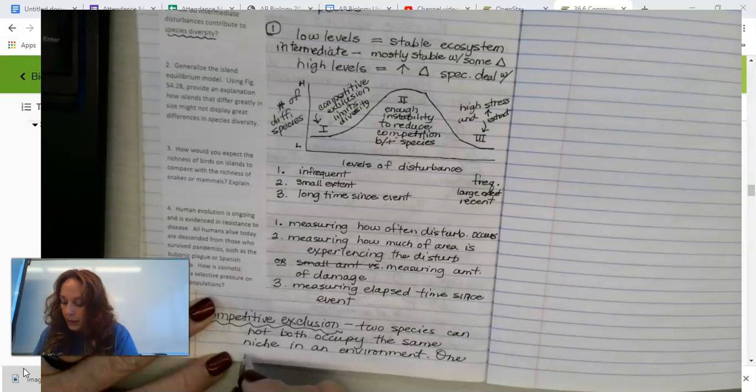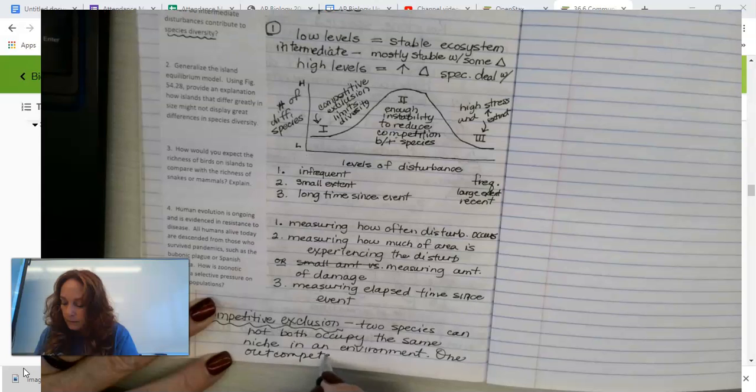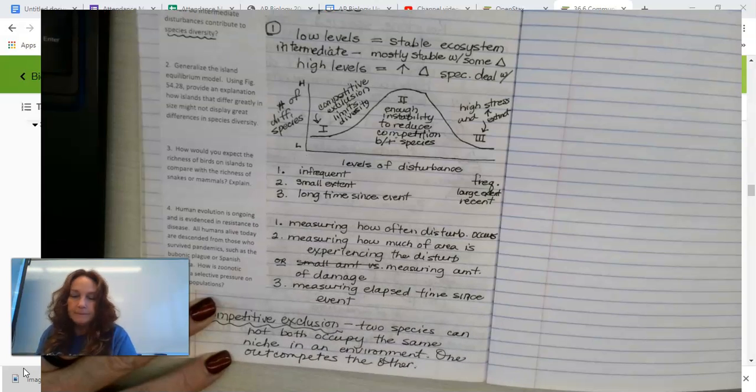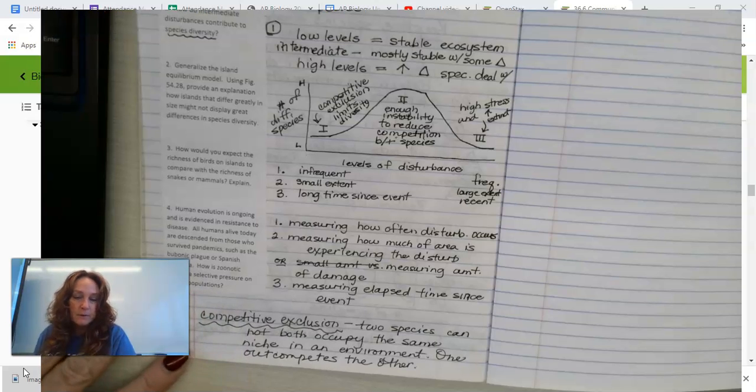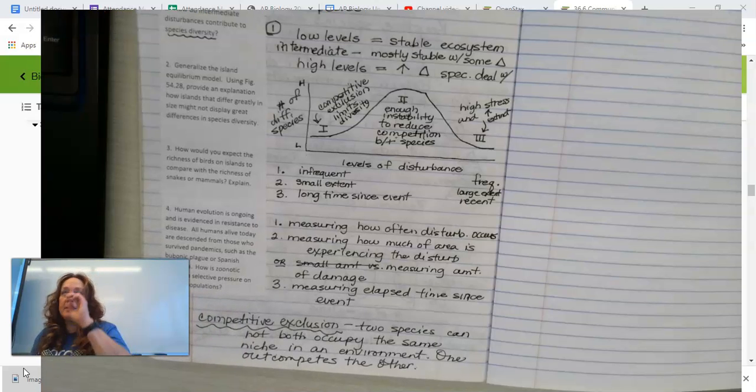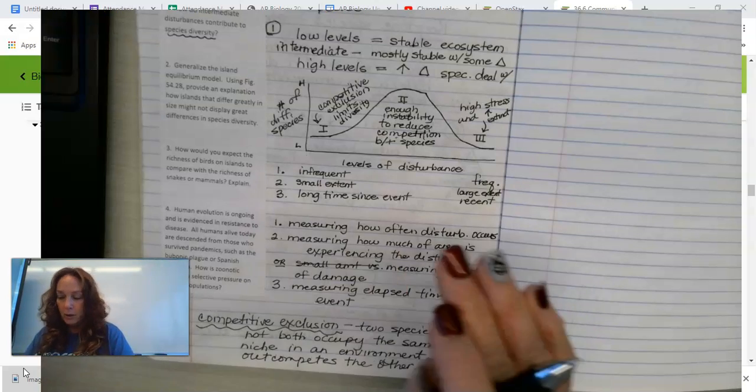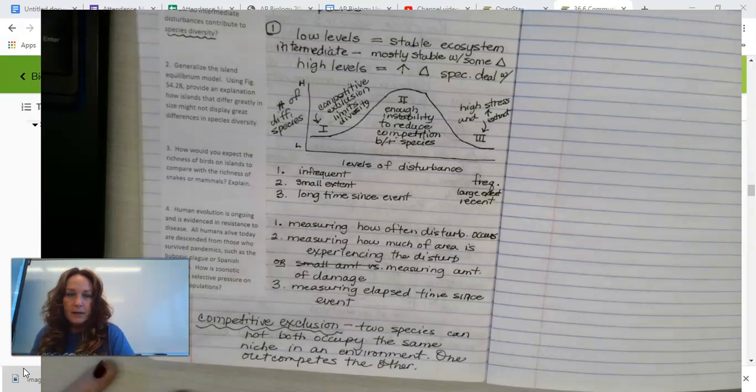One always is going to outcompete. One outcompetes the other. That's what that is. So this is the opposite of the whole Beatles movement of, can't we all just live together? Yeah, no, we cannot.